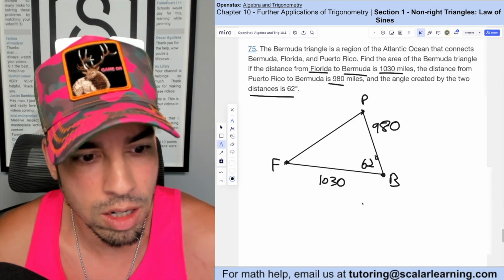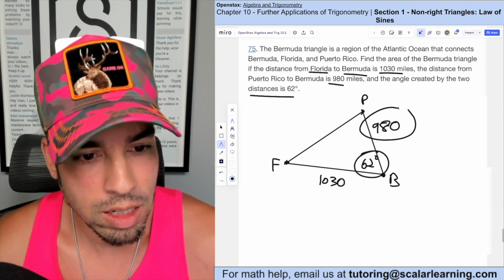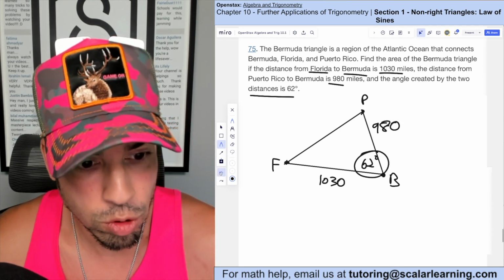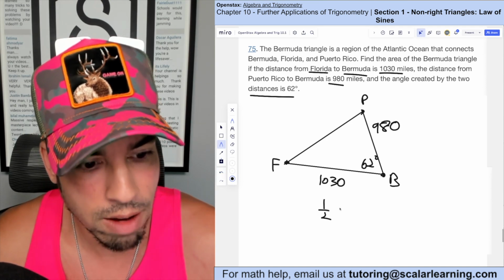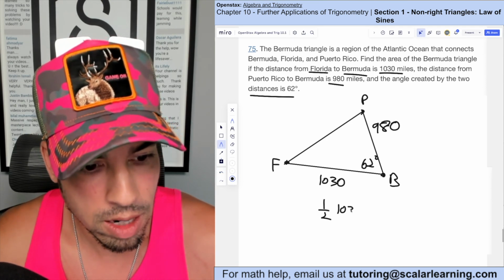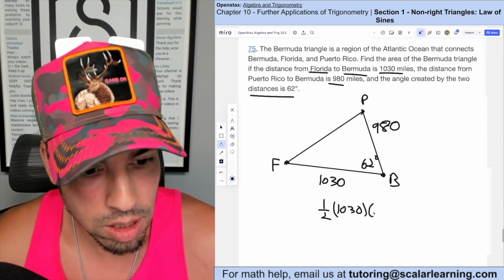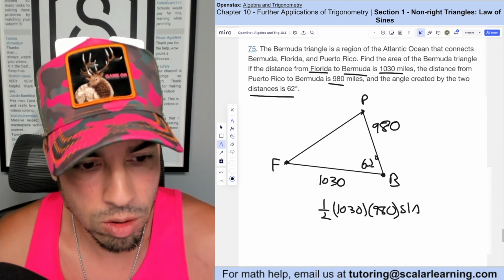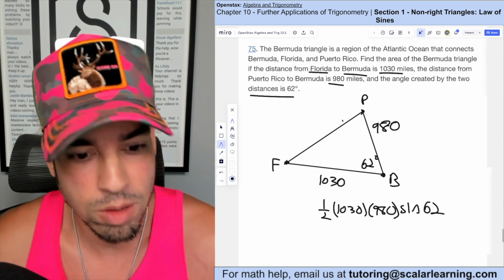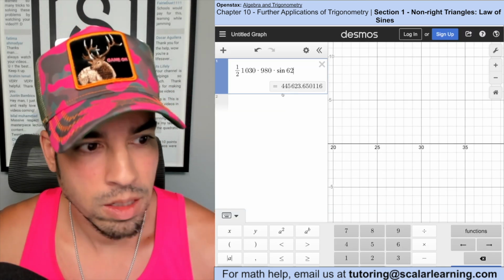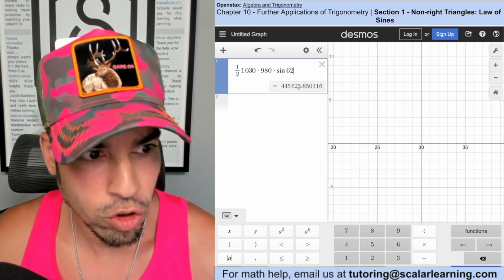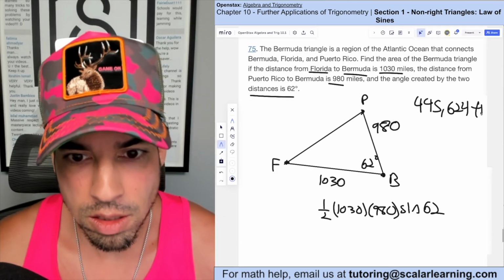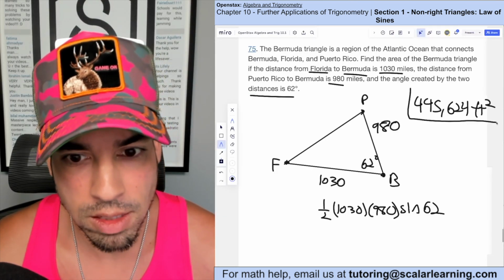Now, to get the area, we have to have an angle in between the two known sides, which we do, which is amazing. So then we have 1/2 times one of the sides times the other side, 980, and then times sine of that interior angle or included angle, 62. Let's plug it into Desmos. And we get this big number, 445,624. And this is square feet. So that's how you do it.